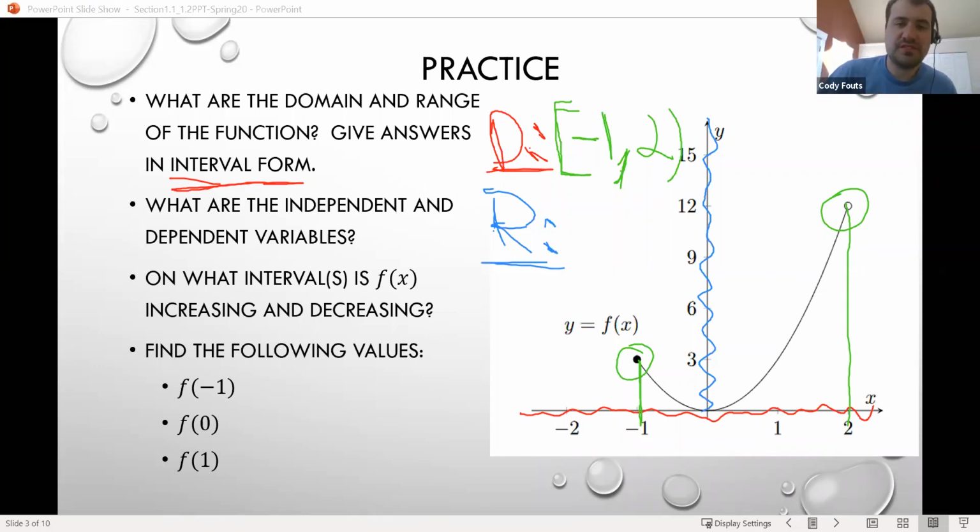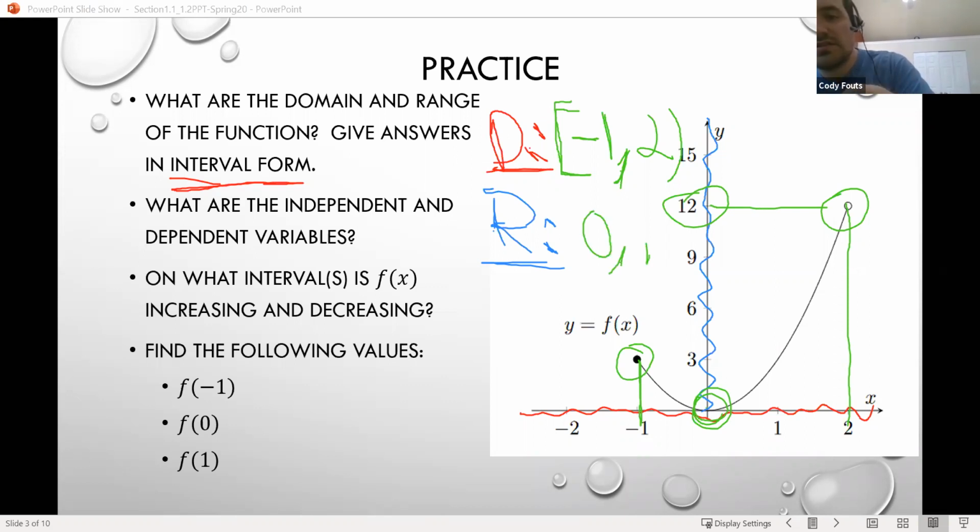Okay, so looking at the graph, we notice that the lowest value it covers on the vertical axis is down here. The highest value it seems to cover is over here at 12. And this one that I circled down at the bottom is at 0. So we see the range goes between 0, comma 12.